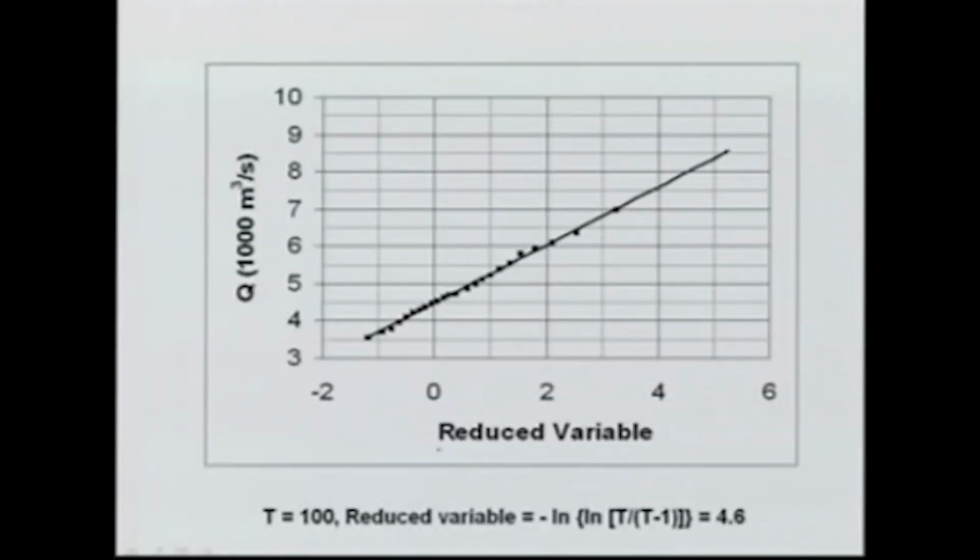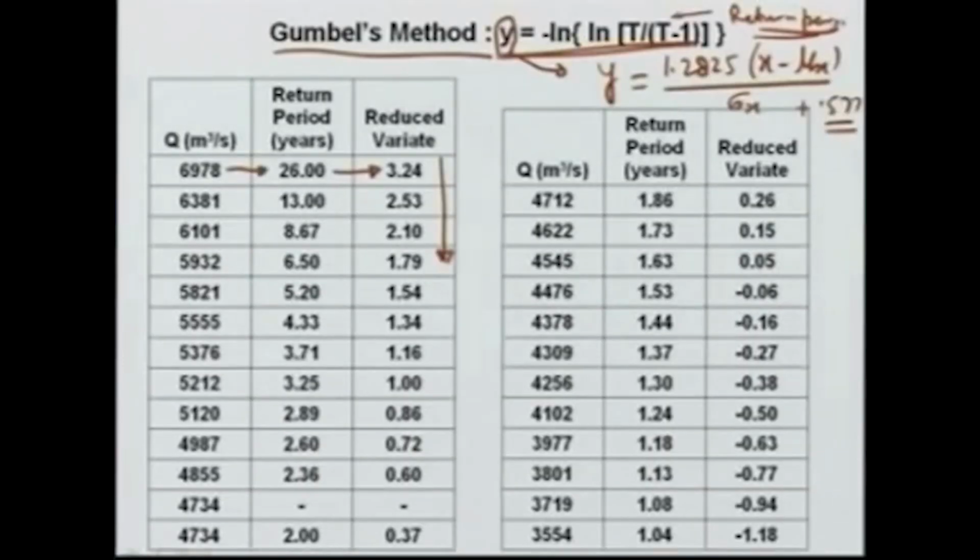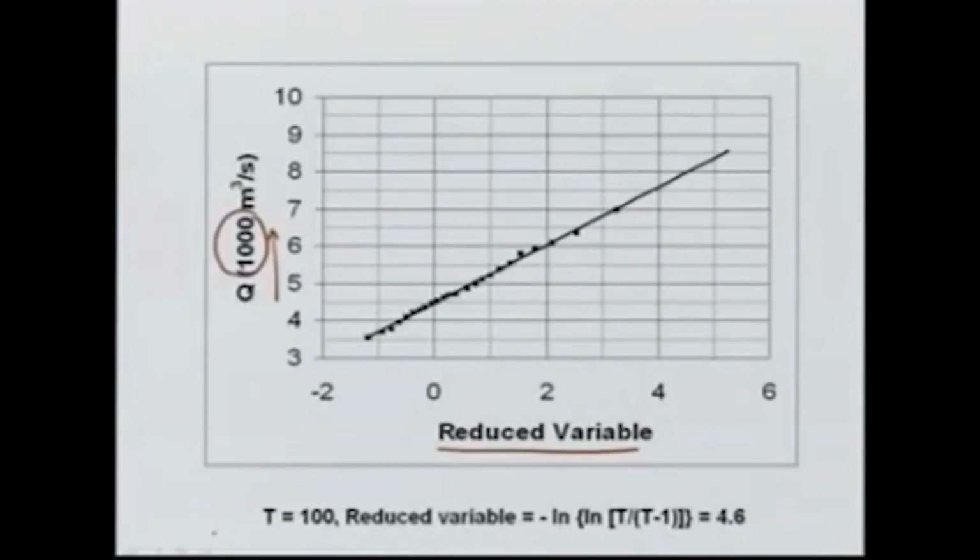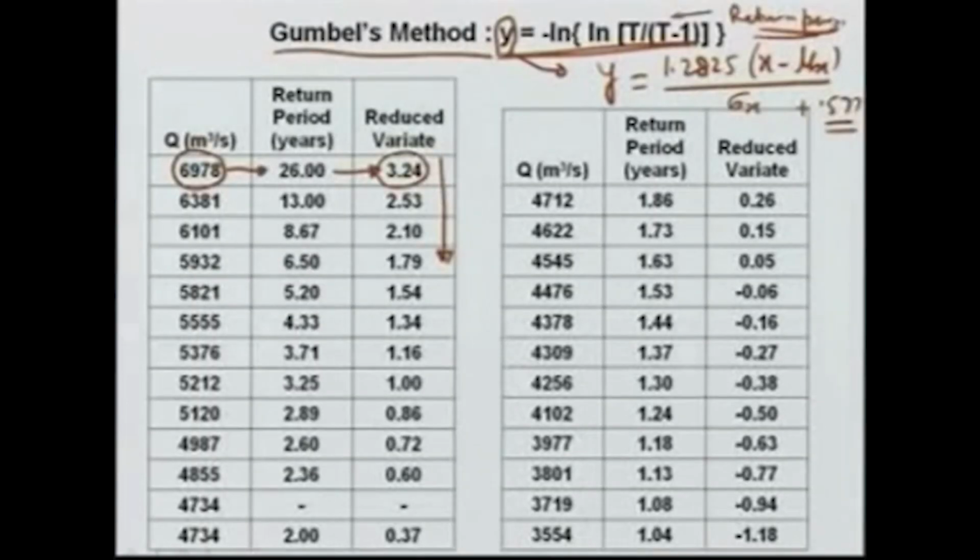So, in this case we have plotted here the reduced variable versus Q. Notice that this Q is in 1000 meter cube per second, and so for example, for 6978 the reduced variate comes out to be 3.24, which corresponds to a return period of 26 years. So, that 6978 point is shown here with the reduced variate of 3.24. Similarly, if we look at a reduced variate of 1, Q is 5212.